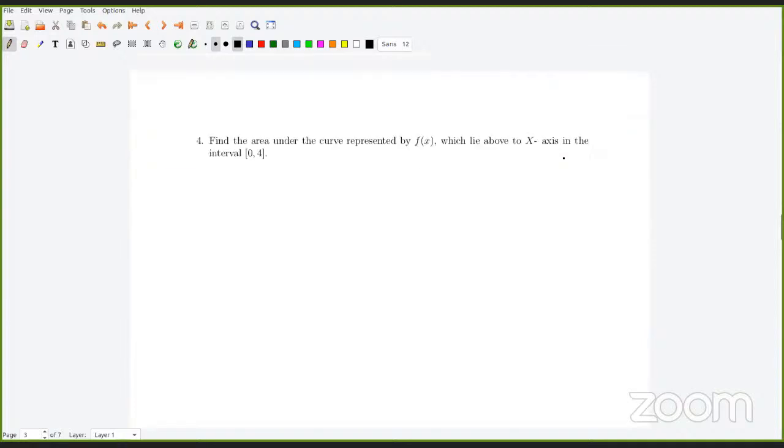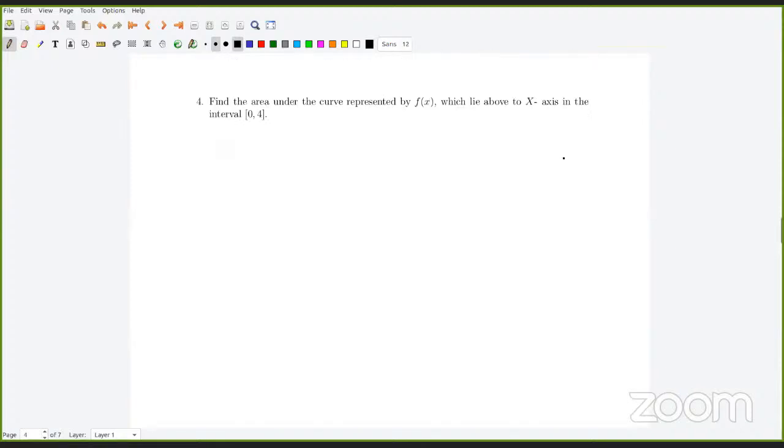So now there is one question: find the area under the curve represented by the function. So the function is the same function. I can write it once more: x square minus 1 if x is greater than or equal to 1, and 1 minus x square if x is strictly less than 1. So I want to find the area under the curve represented by this f of x, which lies above the x-axis in the interval 0 to 4. So what should we do now? Sir, integration, sir. 0 to 1. Integrate within that limit.